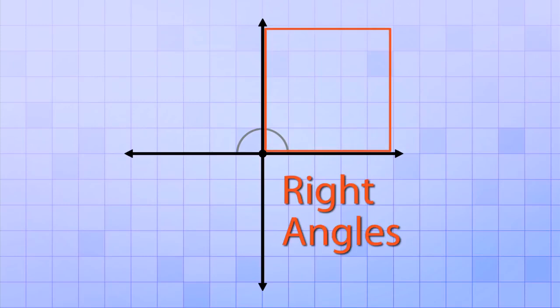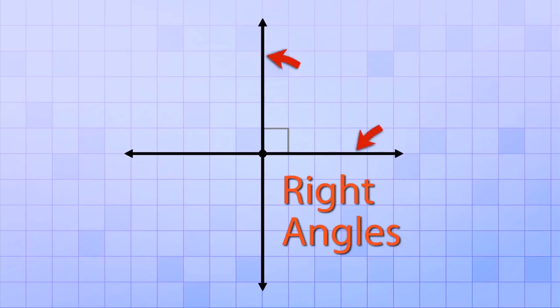There's even a special symbol that we use to show when an angle is a right angle. Because they form square corners, we use a little square instead of the arc that we use for the other angles. So whenever you see this symbol, you know that the angle you're looking at is a right angle, and that the lines that form it are perpendicular.